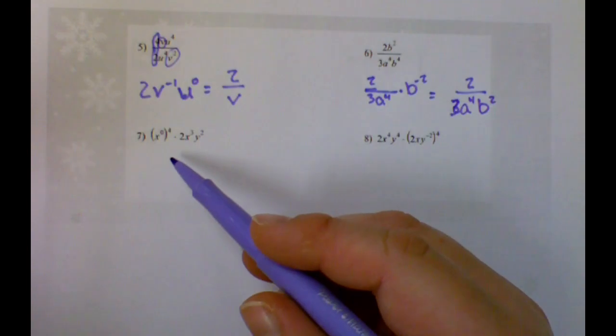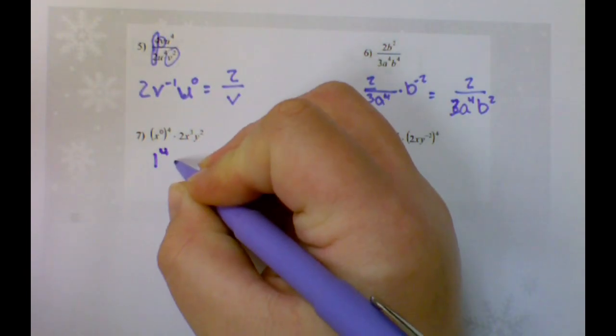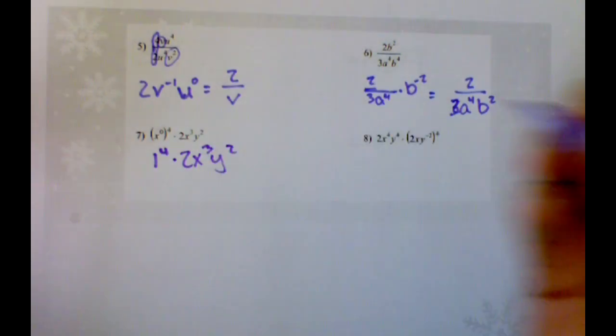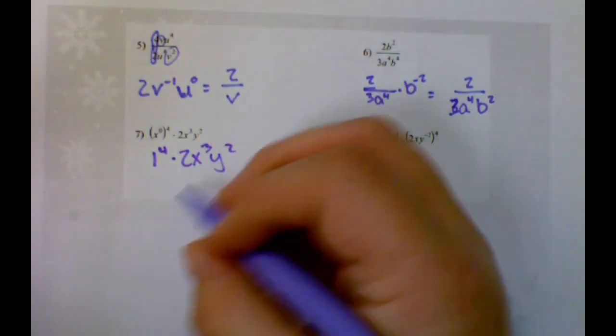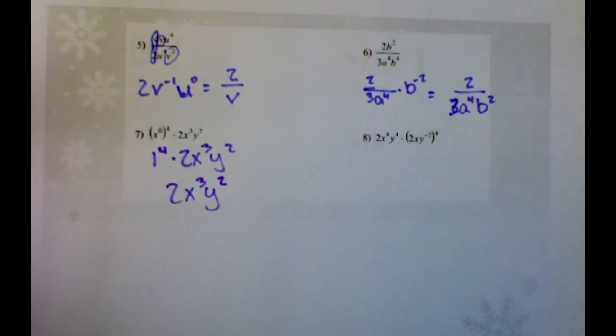All right, for number 7 here, x to the 0 power is just 1 to the 4th power times 2x cubed y squared. And 1 to the 4th power is just 1. And 1 times anything is just what else I have. So 2x cubed y squared is my final answer.